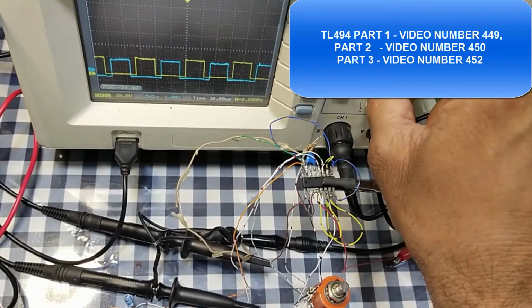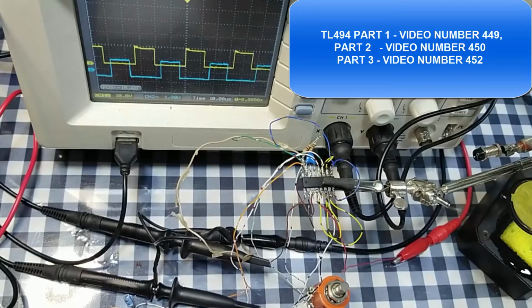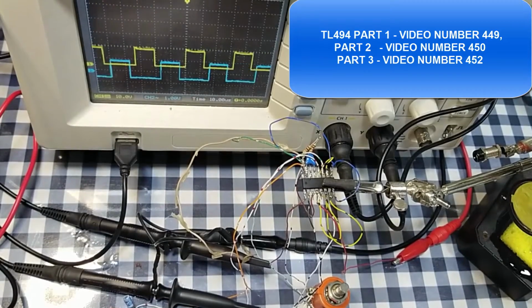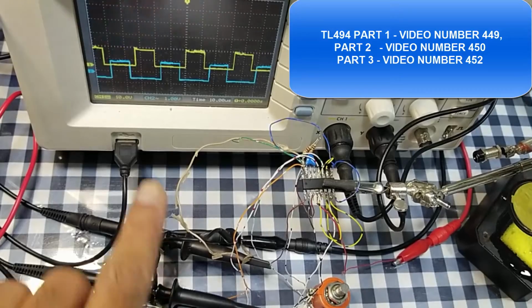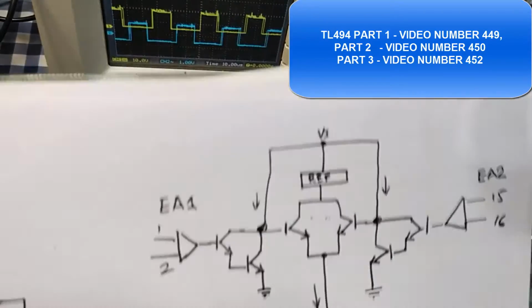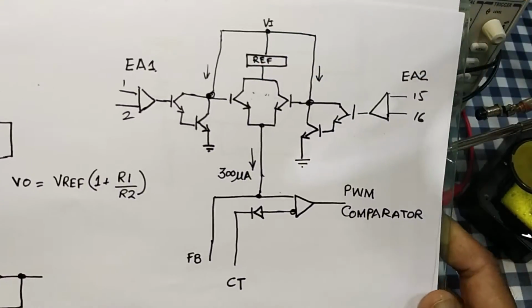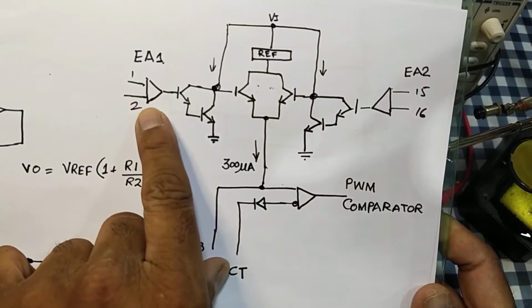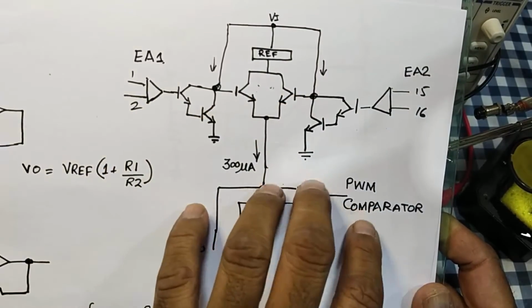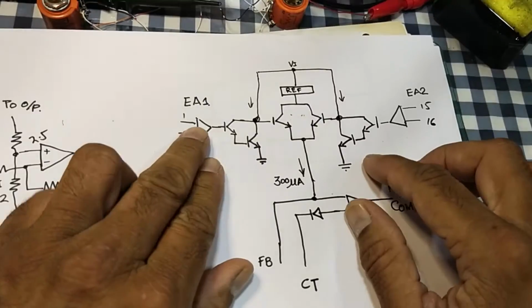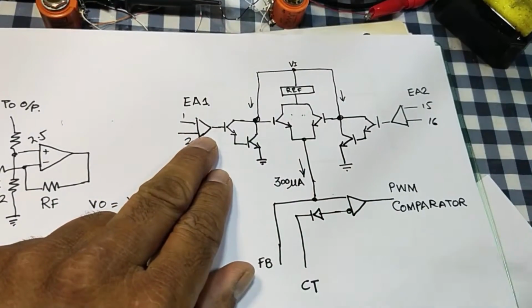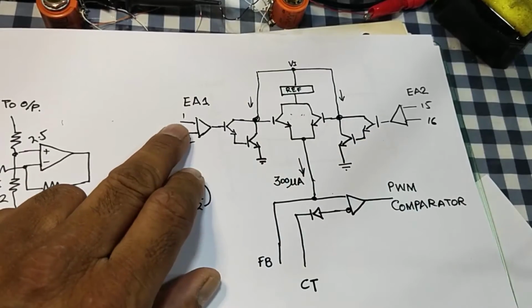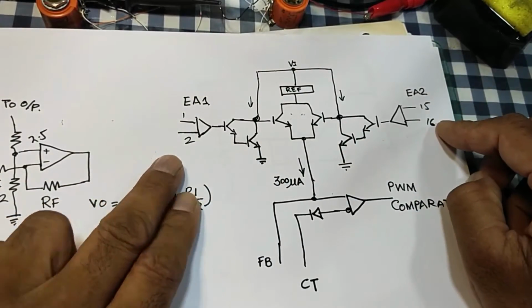But today we will discuss the most critical point of this TL494 for regulation. We will discuss the error amplifiers. What is an error amplifier? This IC has two error amplifiers. They are called error amplifier number 1 and error amplifier number 2: pins number 1, 2 and 15, 16.